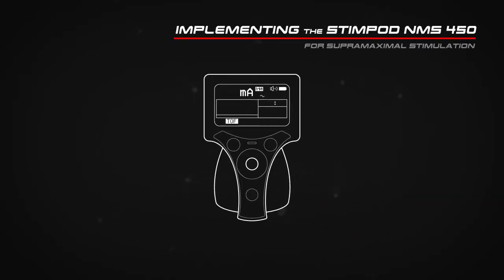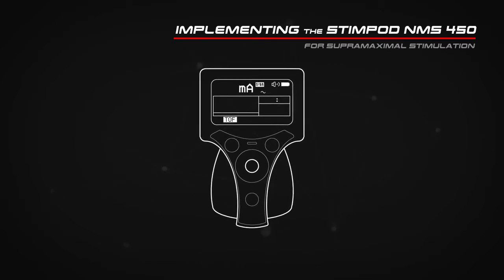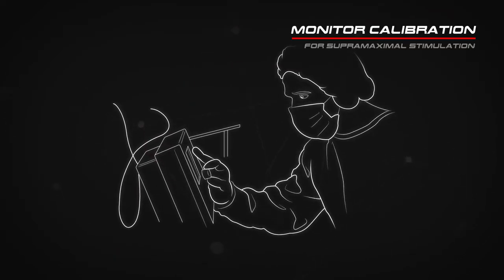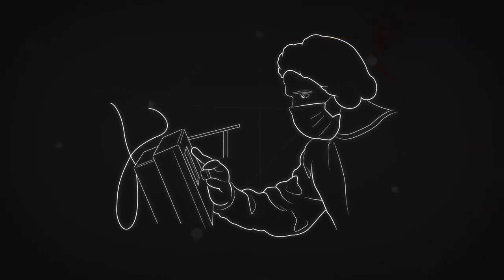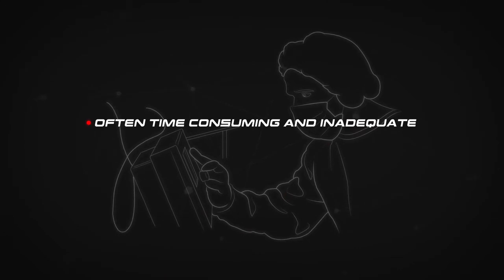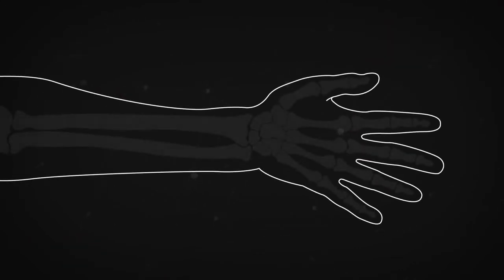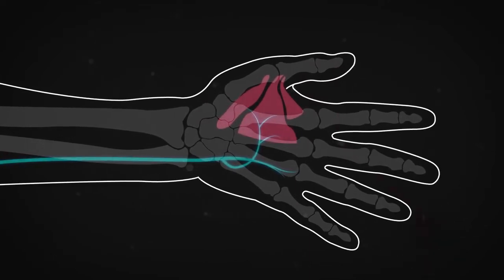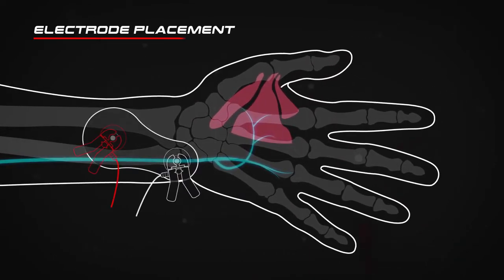Implementing the Stimpod NMS 450 for supramaximal stimulation. Some monitors provide a calibration function which attempts to find the optimal supramaximal setting. However, this can often be time-consuming and inadequate. In order to be assured that supramaximal stimulation is achievable with the maximum current output of the stimulator, one needs to ensure optimal electrode placement.